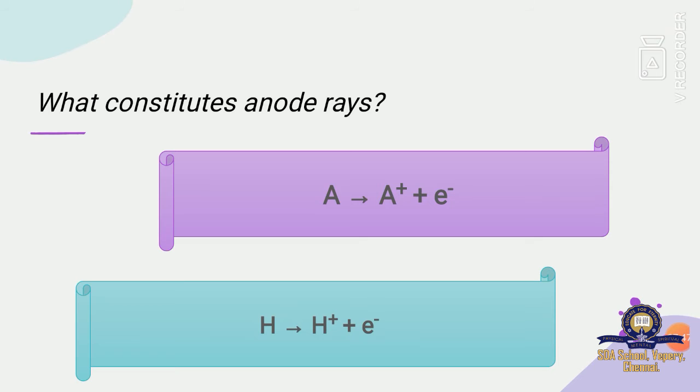So here you can see hydrogen, and H plus is a proton and e minus is an electron. This H plus is an anode ray and this e minus is cathode ray. So we know that atom is made up of proton and electron.